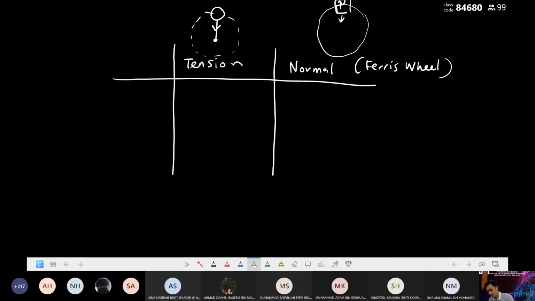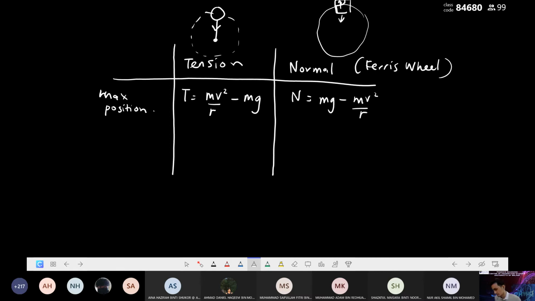And then for the X component, for the maximum position, you feel lighter, so the tension equation is equal to mv square over r minus mg. But for normal at the maximum point, it is reversed. The weight itself is minus mv square over r. That is our case for the Ferris wheel: mg minus mv square over r.